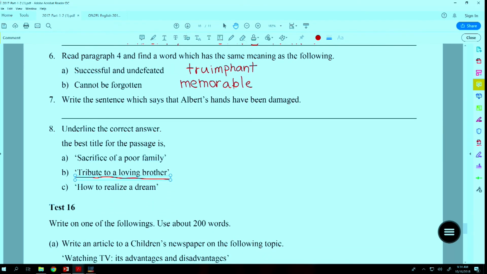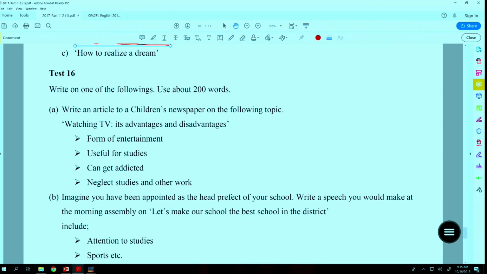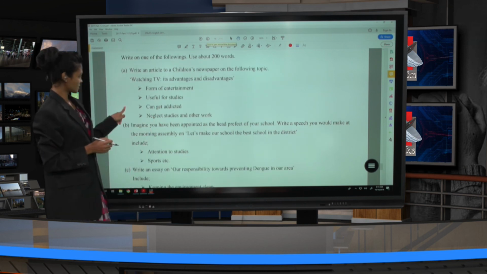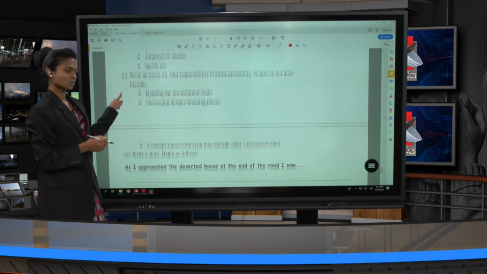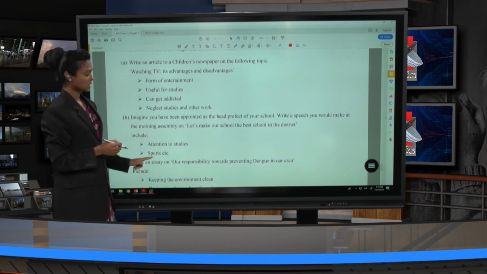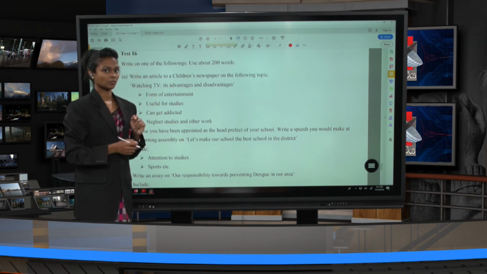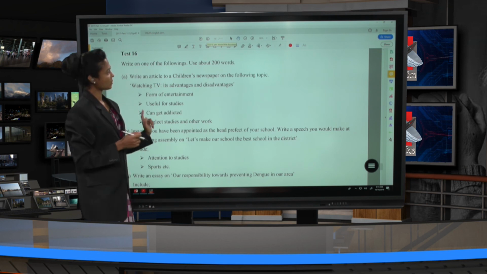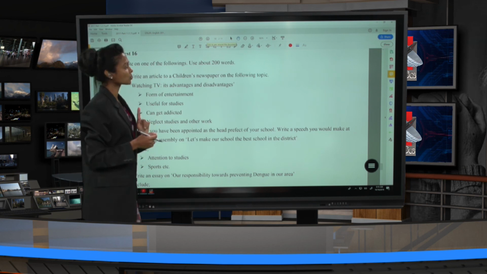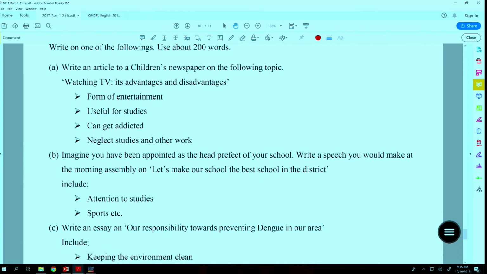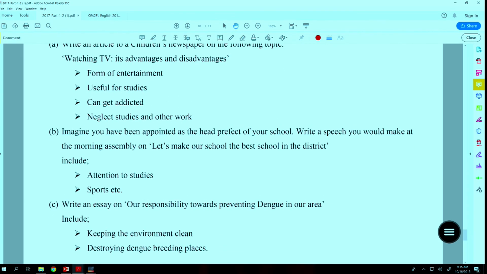Right, then we will move to test number 16. You are given 4 options as A, B, C, D. What you have to do is, by selecting one topic, write about it using 200 words. Go through each topic. Simple A, B, and C.